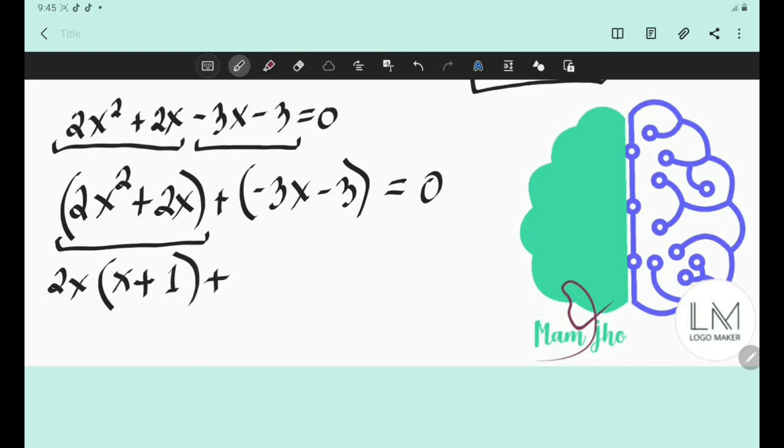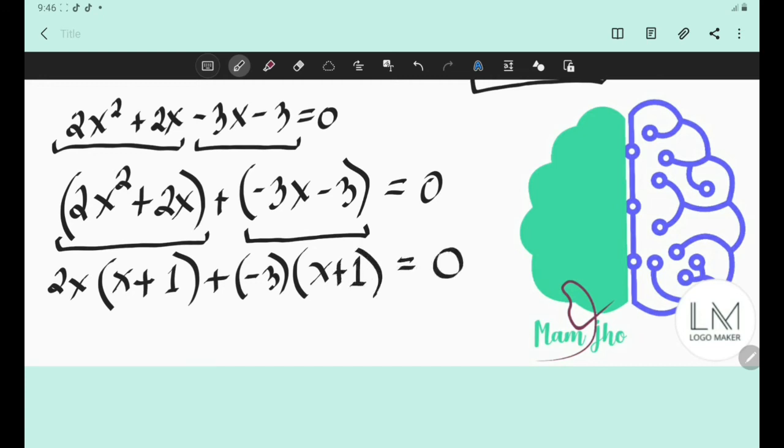Then, plus. Dito naman sa second group, which is negative 3x minus 3, ang common factor sa kanila ay negative 3. So, ang ilalabas natin ay negative 3. So, ang maiiwan naman sa loob ay x, then negative 3, plus 1 is equal to 0.